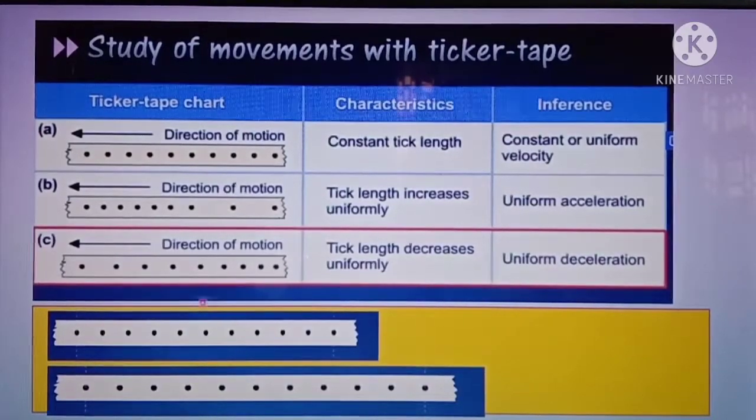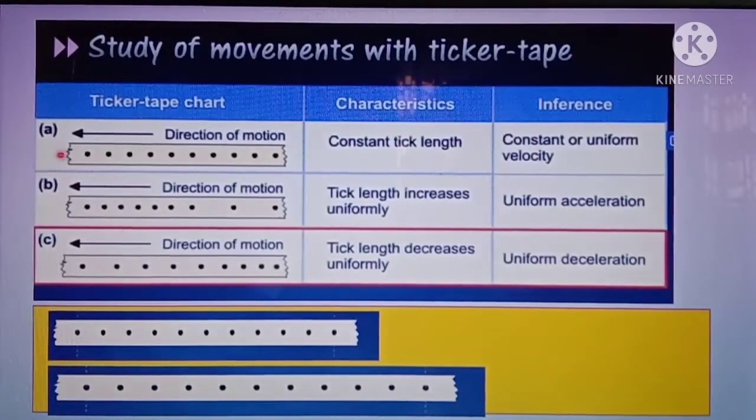So you just look at the distance between two dots in order to state the type of motion, because the value of time taken between two dots is always constant. Okay, just now we have discussed one tick equals 0.02 second. No matter how long the distance between two dots, the time taken is still the same, 0.02 seconds. That's why when you want to determine what type of motion based on the ticker tape, you just look at the distance between two dots.